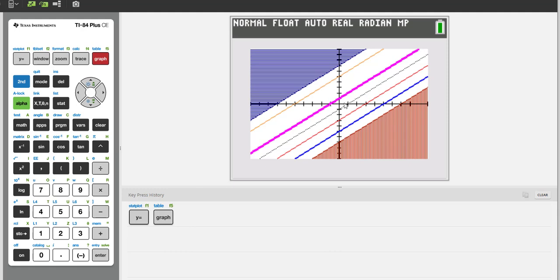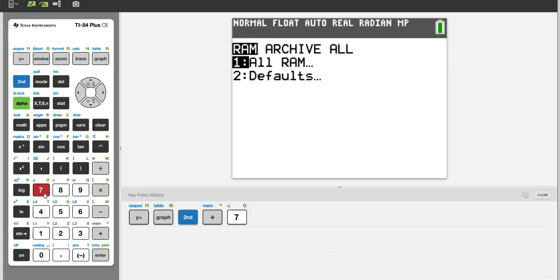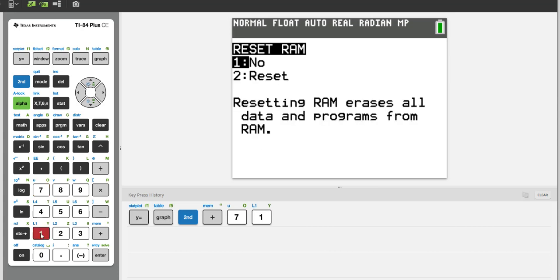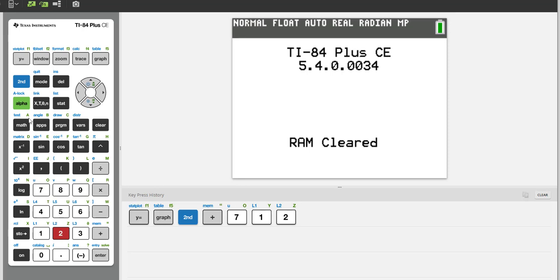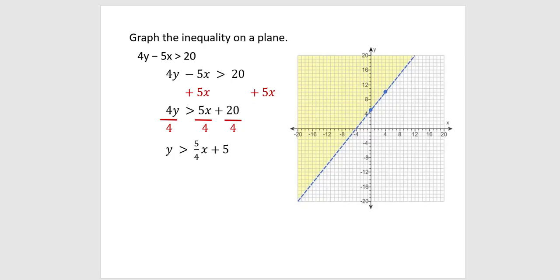To clear everything, press second mem, select 7 reset, select number 1 all RAM, select number 2 reset, press second quit. Now let's look at our first example.